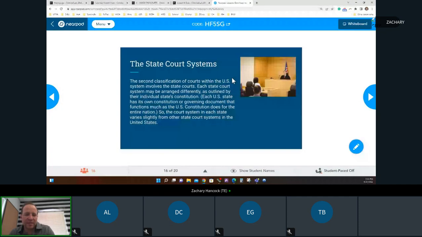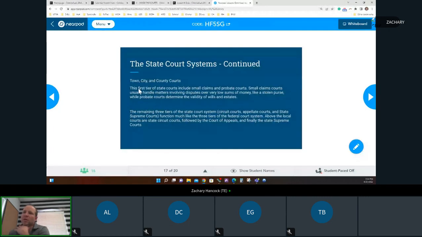Okay, let's go over the state court system real quick. The second classification of courts within the U.S. involves the state court system. So this would be like the state of Utah. Each state has its own court system. Each state court system may be arranged differently as outlined by the individual state constitution. Each U.S. state has its own constitution, or governing document, that functions much as the U.S. Constitution does for the entire nation. So the court system in each state varies slightly from another state's court system in the United States.